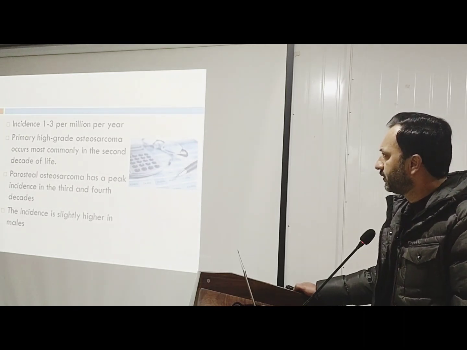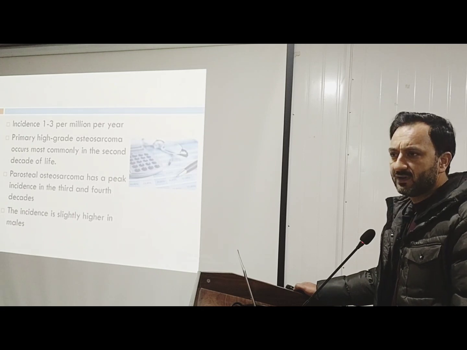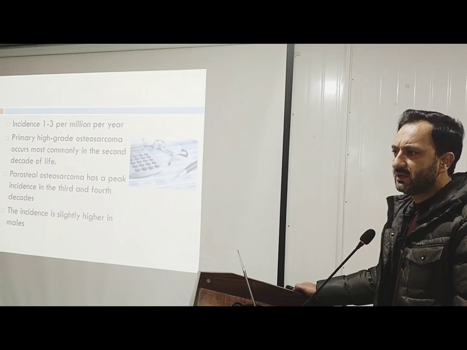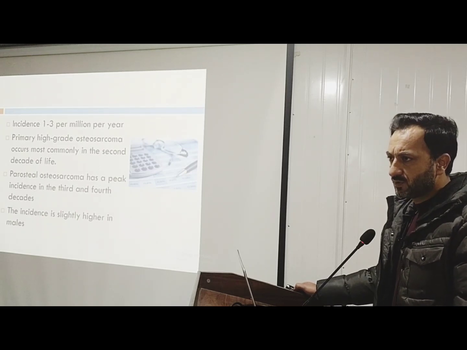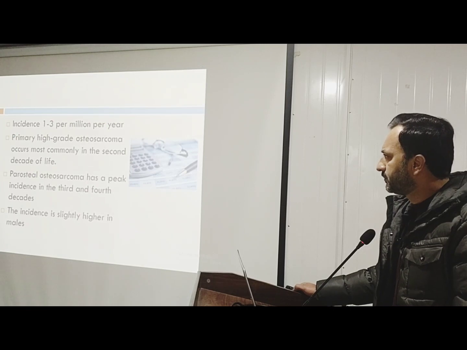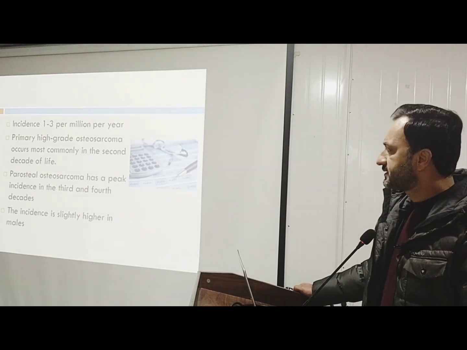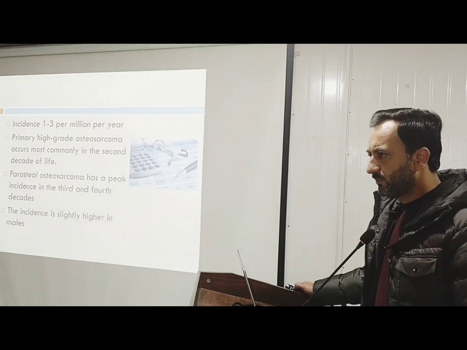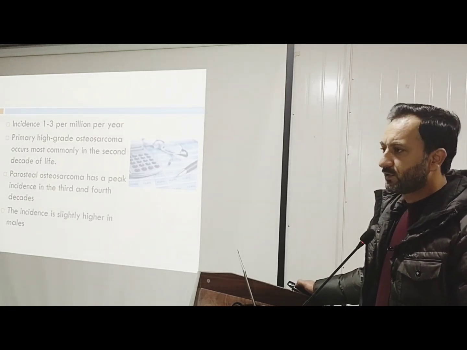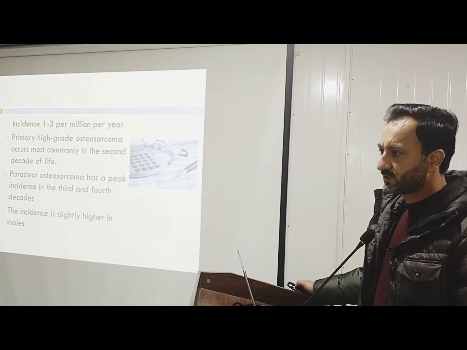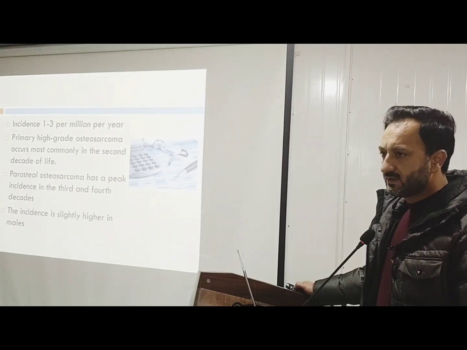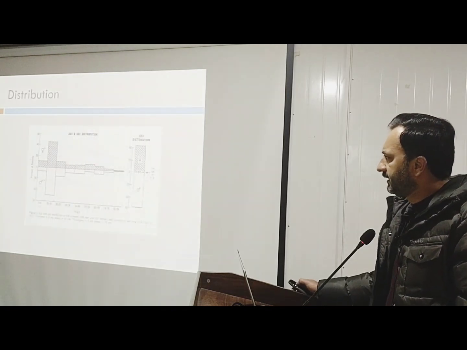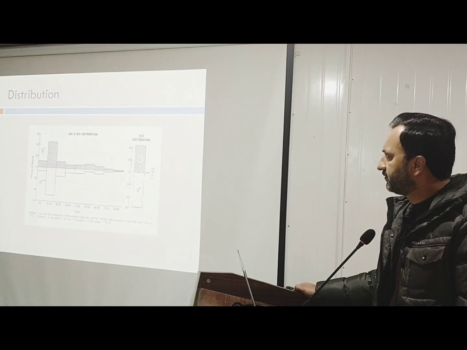Primary high-grade osteosarcoma occurs most commonly in the second decade of life, most probably at 12 to 14 years of age, usually before 20 years of age. And parosteal osteosarcoma has a peak incidence in the third and fourth decades of life. So the hockey player you were talking about, he had that parosteal osteosarcoma. It's a different kind of osteosarcoma. The incidence is slightly higher in males, and the distribution is slightly higher in males in the first and second decades of life.